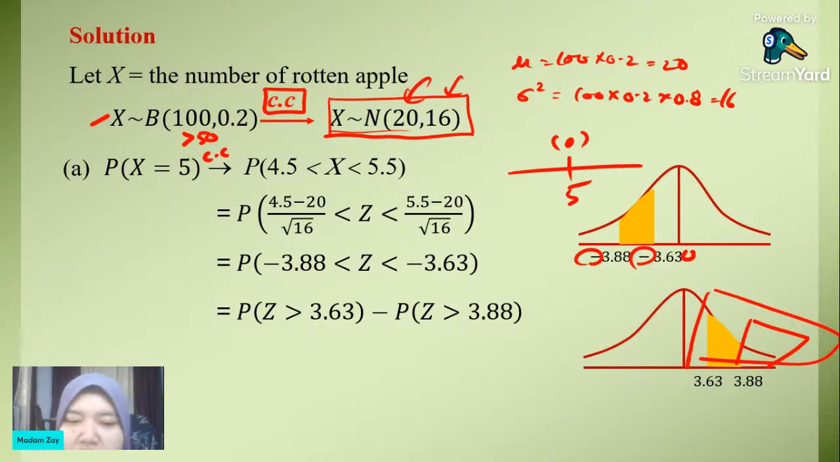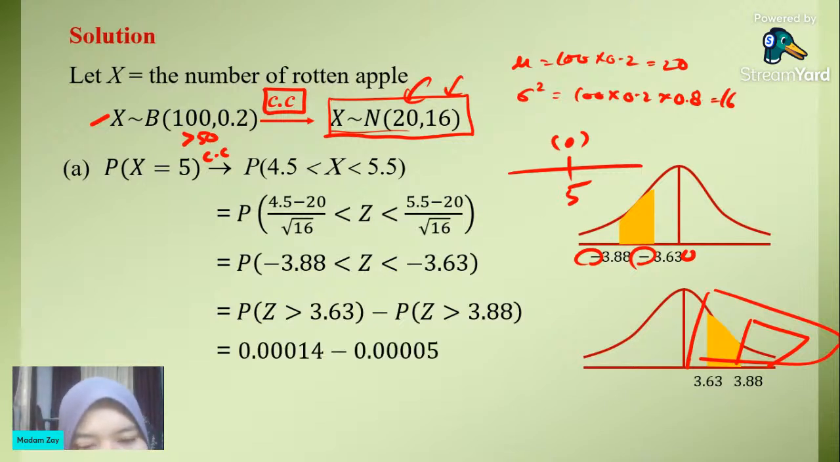So what is probability of z more than 3.63 on the table and 3.88 on the table? We have 0.00014 minus 0.00005, which is equal to 0.00009. So this is our answer from the table. We take from the table, right?